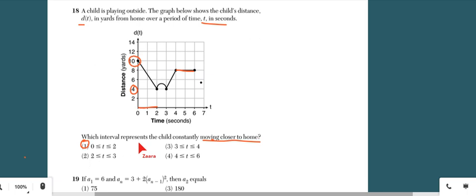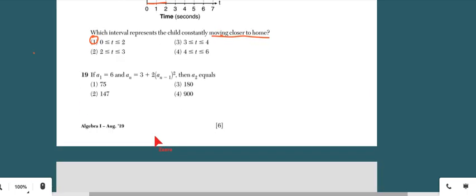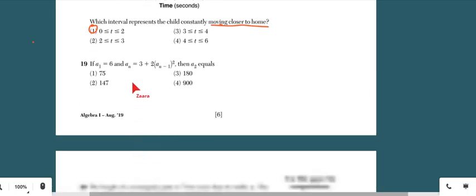Okay, look at the next question. In question number 19, what does it say? It says that if you are given a1, which is arithmetic, defined this way, then find a2.